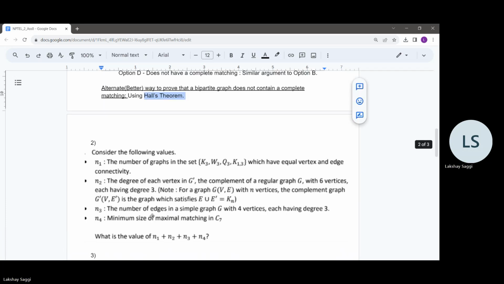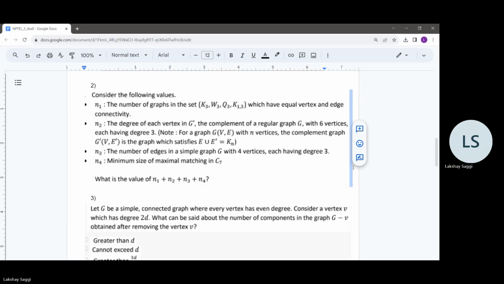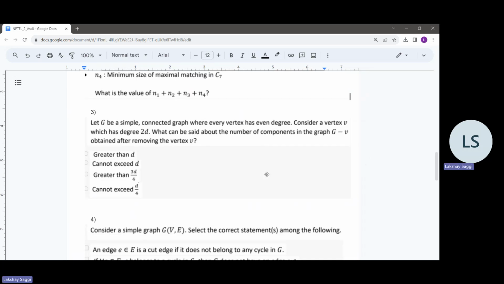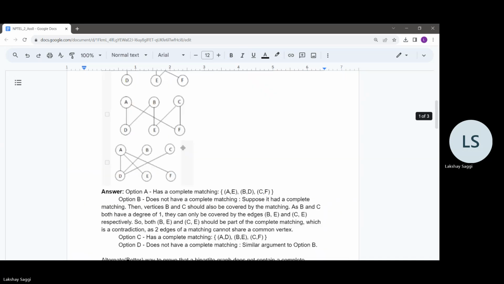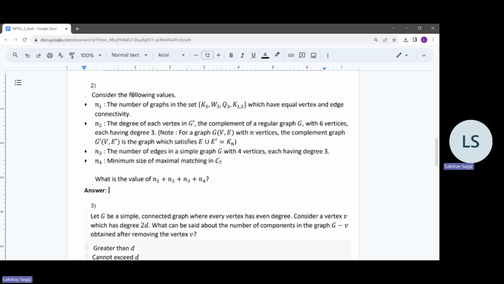So then coming to question 2. So what's the second question? The second question defines four values, n1, n2, n3, n4, given according to some statements, like n1 is the number of graphs in this set, or n2 is something, something, something.